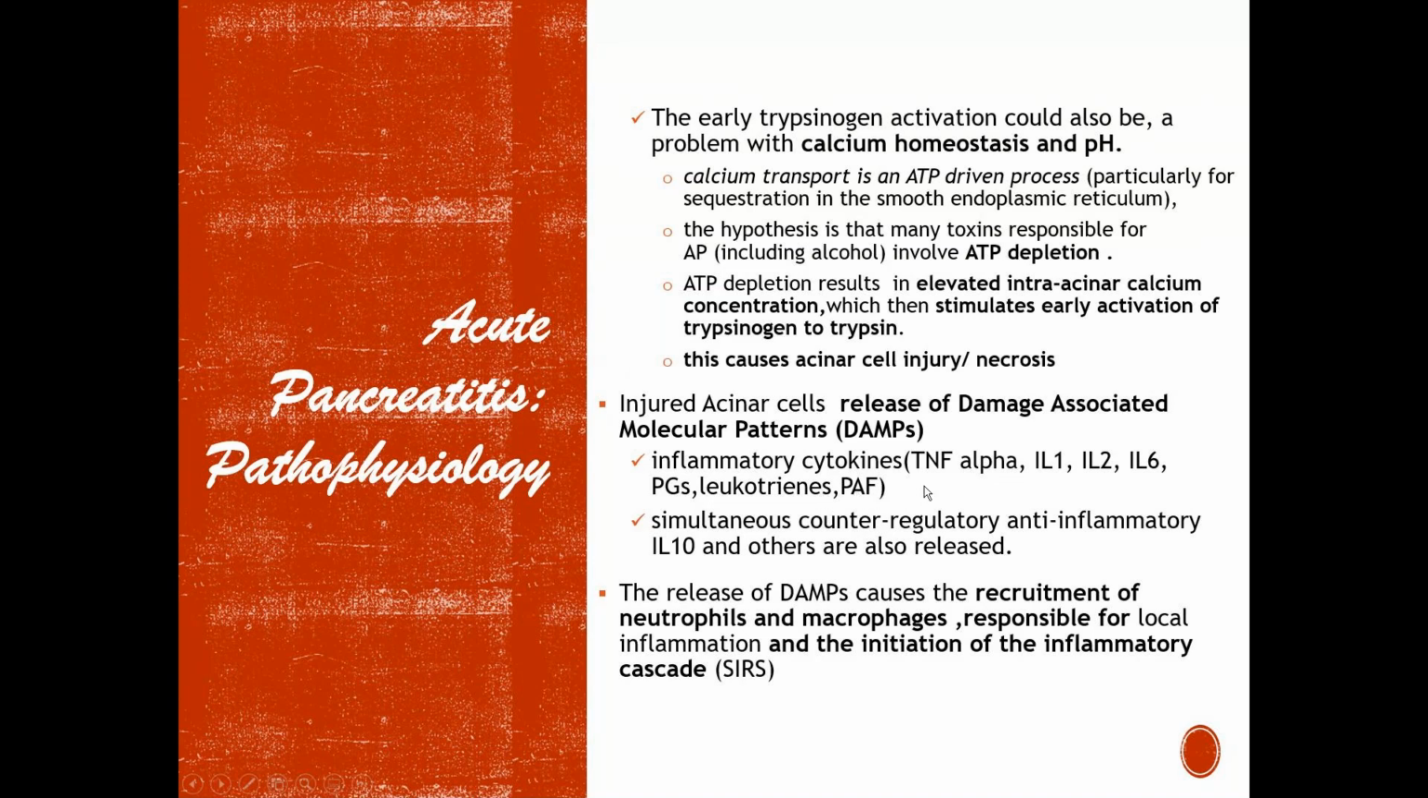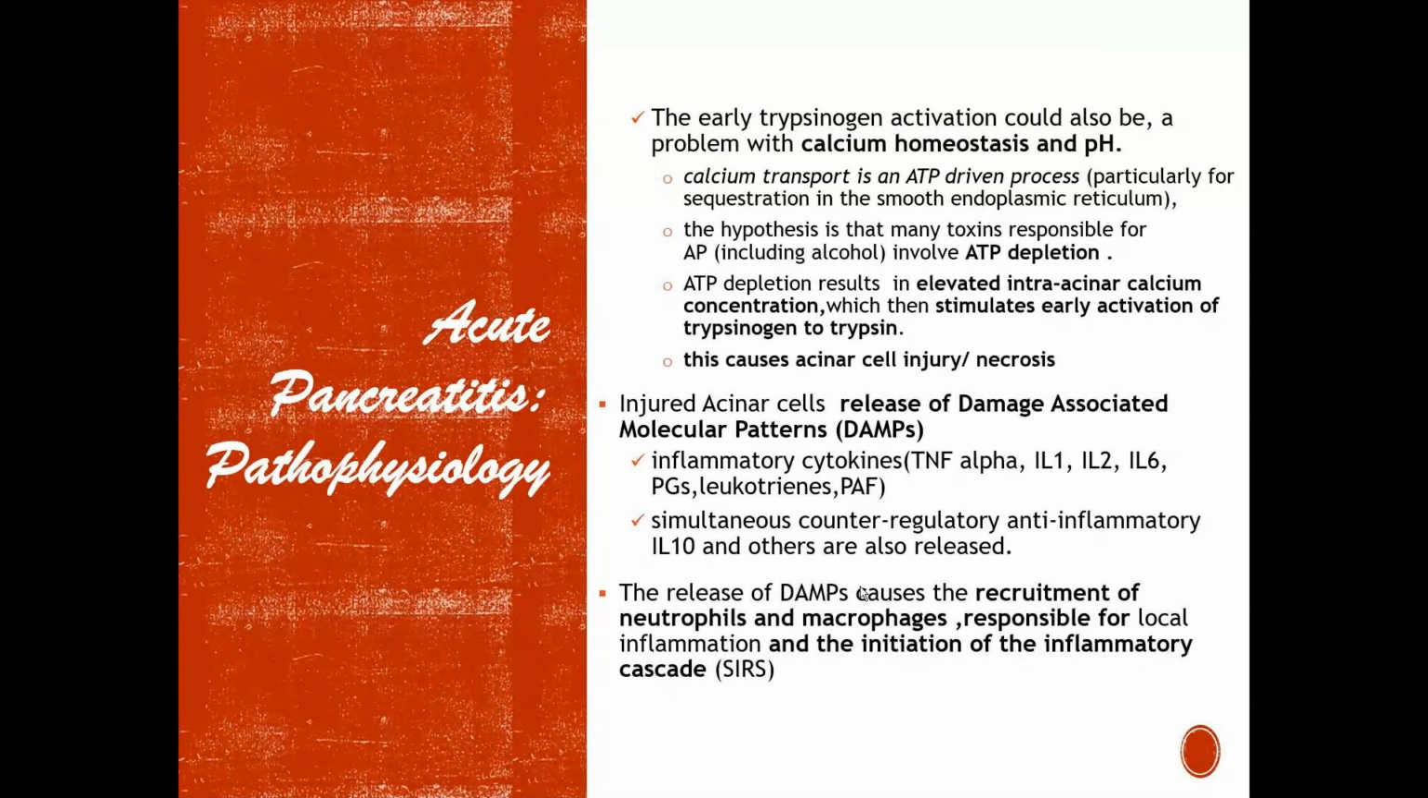Simultaneously, as happens in any physiological body process, there is a counter regulation to any kind of ongoing process, and here also the counter regulatory anti-inflammatory IL-10 and others are also released to keep this ongoing DAMP process under check. Now, this release of DAMPs from these damaged acinar cells is going to have a widespread effect. What? It recruits neutrophils and macrophages, which sets up the local inflammation, and it also initiates a systemic inflammatory cascade known as systemic inflammatory response syndrome.